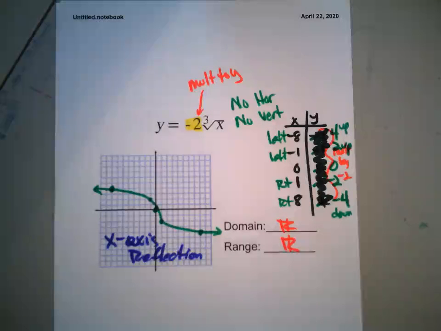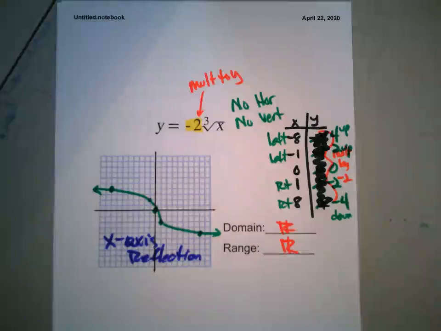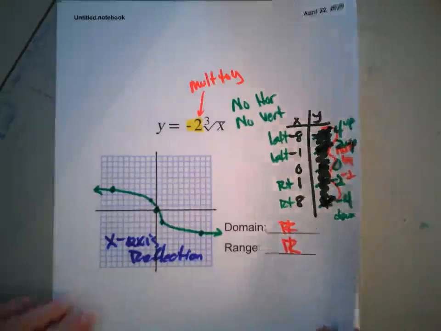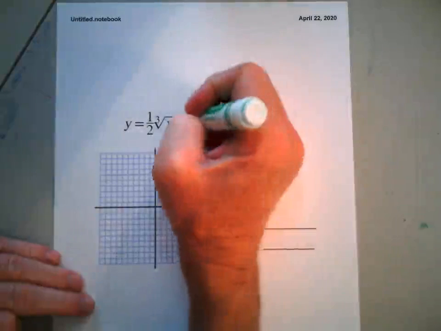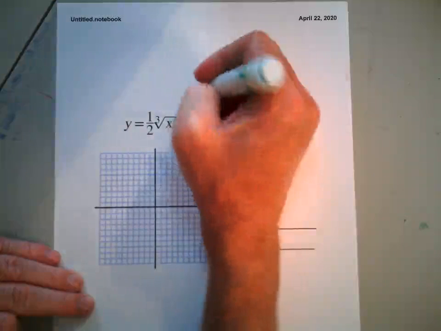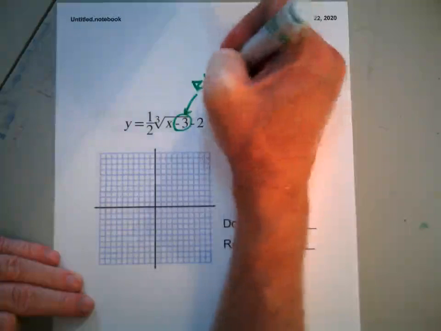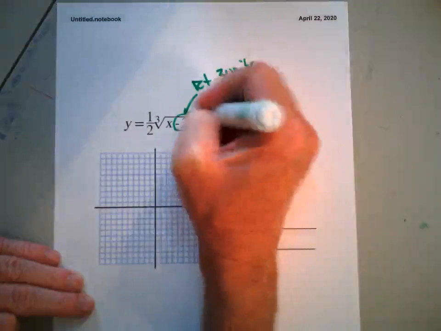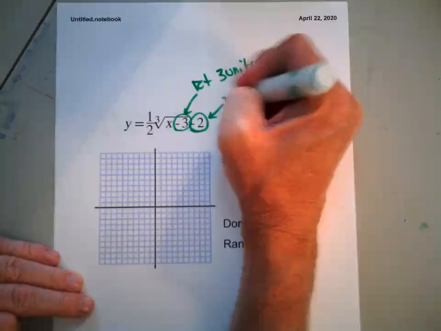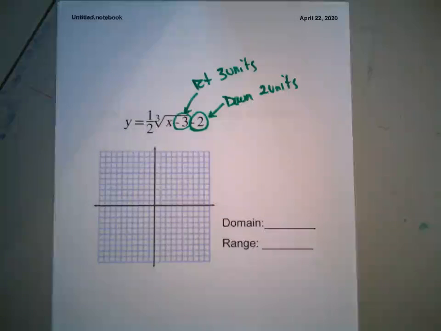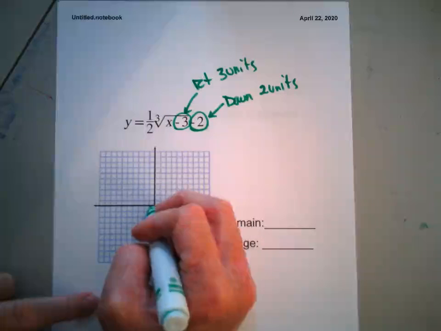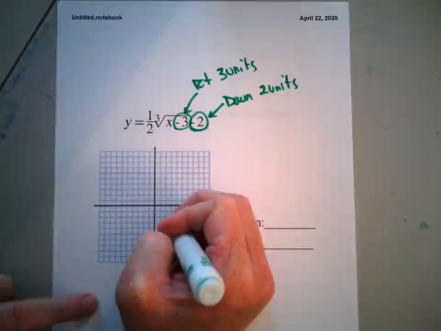So a lot of similarities to yesterday. We just basically have a different chart of numbers that we're working with. One more, last one. We got a lot going on with this though. So we've got -3 underneath. That means right 3 units. Got -2 off to the side. That means down 2 units. So we have a new vertex at 3, -2.